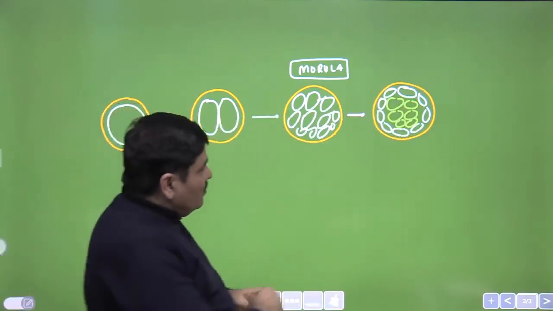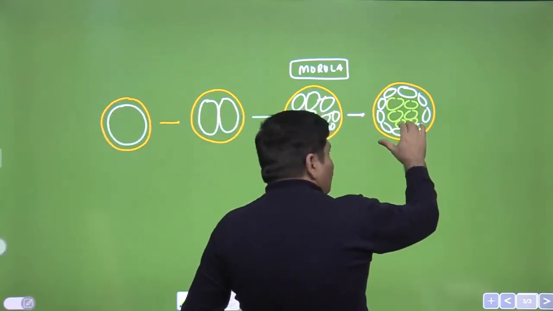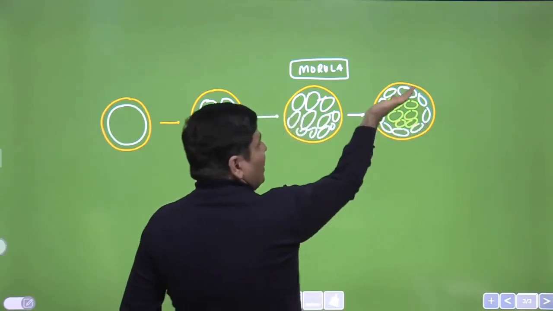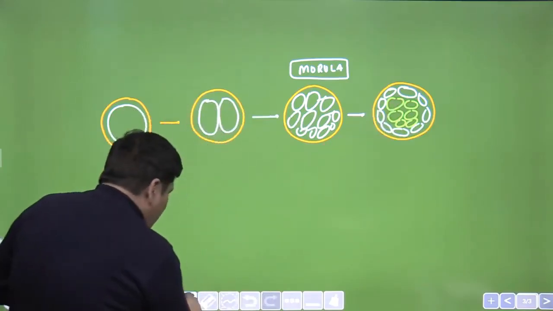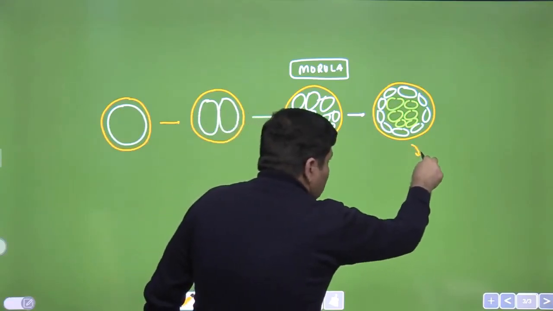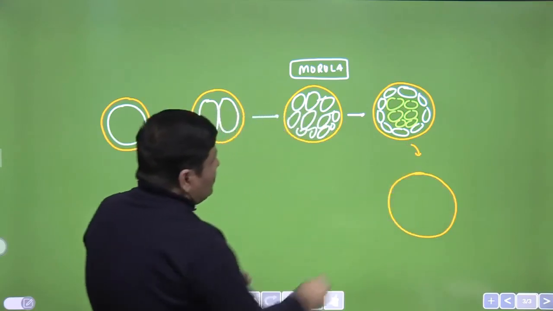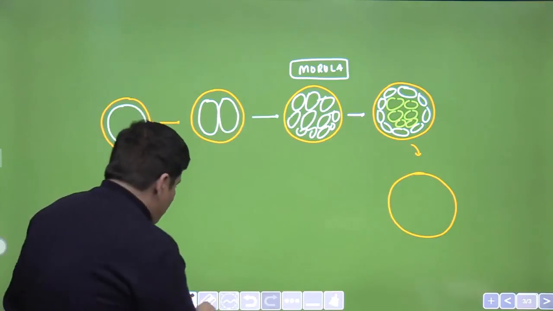Now what happens is that these trophoblast cells start to secrete a fluid, and that fluid gets accumulated somewhere here, pushing the inner cell mass cells towards one of the poles. Because of the secretion of the fluid, let us make another structure. Don't mind an increase in the overall size, because it is just a very rough diagram that I am making.